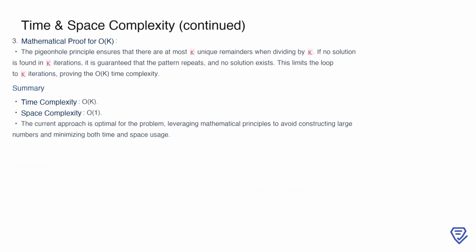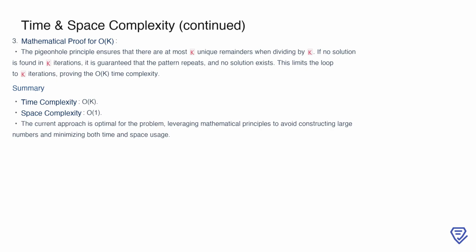Finally, the mathematical reasoning behind the O(k) time complexity is rooted in the pigeonhole principle. This principle ensures that there are at most k unique remainders when dividing by k. If a solution is not found within k iterations, it means the remainders start repeating, guaranteeing that no solution exists.